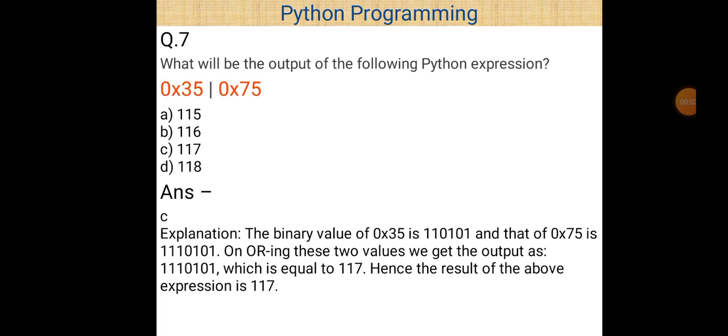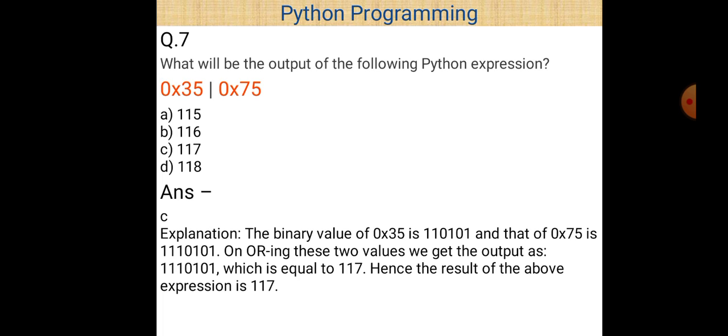Hello students, today our topic is Python programming, and in this lecture we are going to discuss some question answer related to bitwise operator. In our last lecture we already discussed some question answer related to bitwise operator, and this is a continuation of that part. So let's start with question number 7. We already covered question number 6.